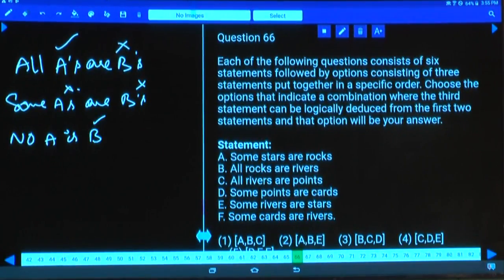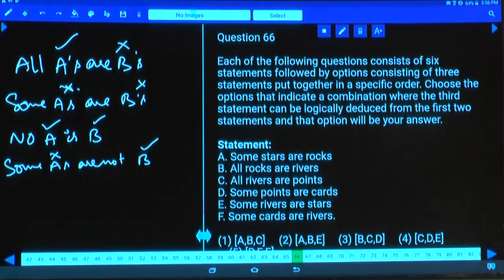No A is B, both the subject and the predicate are distributed. And for the statement some A's are not B's, A is not distributed and B is distributed. Just remember where there is tick and where there is cross. And afterwards I will explain the usage of this one. As of now, write this down.